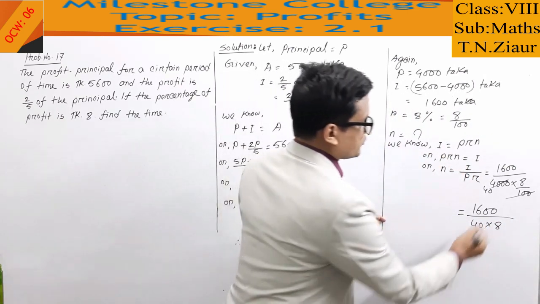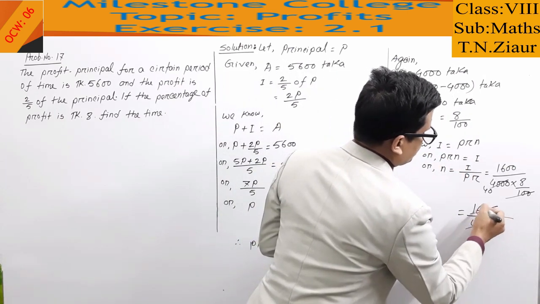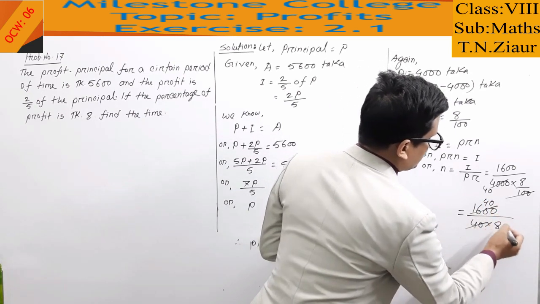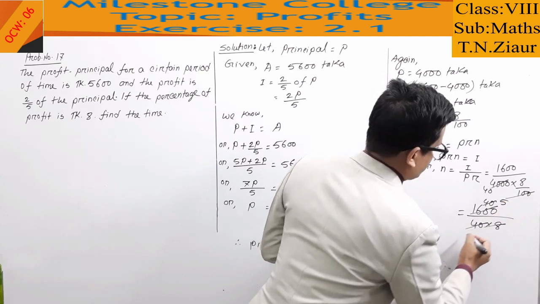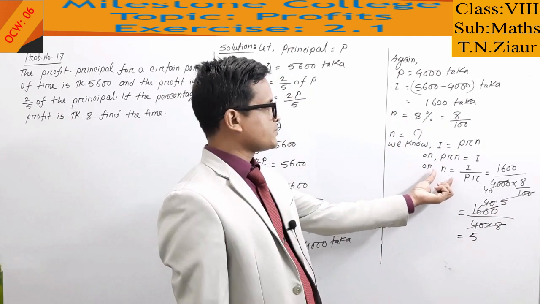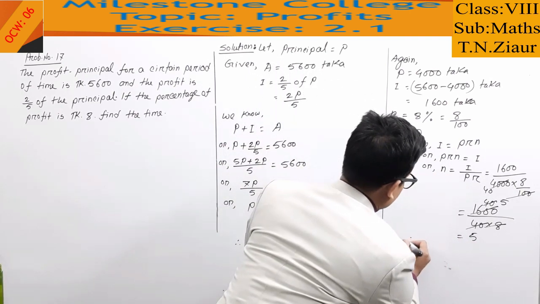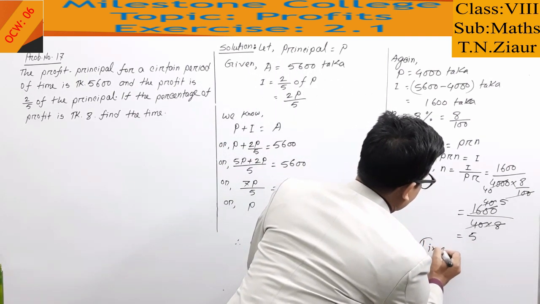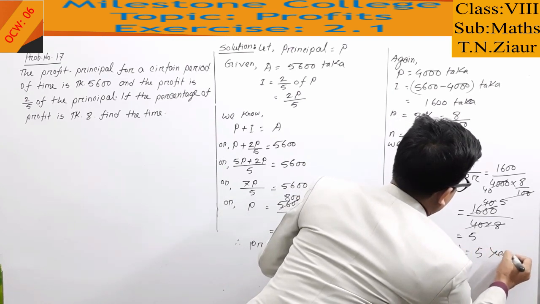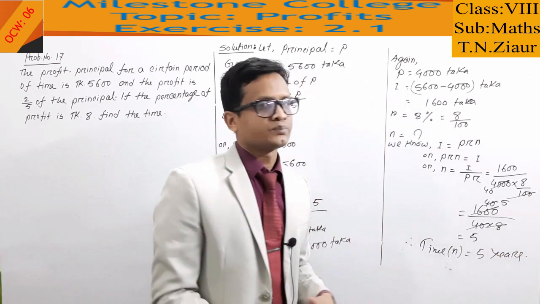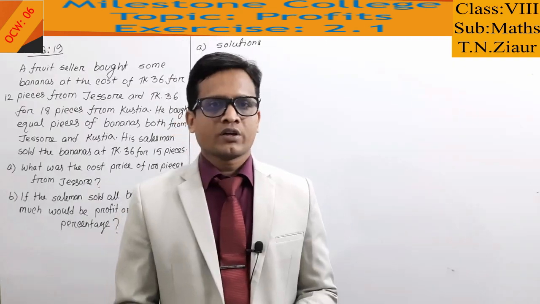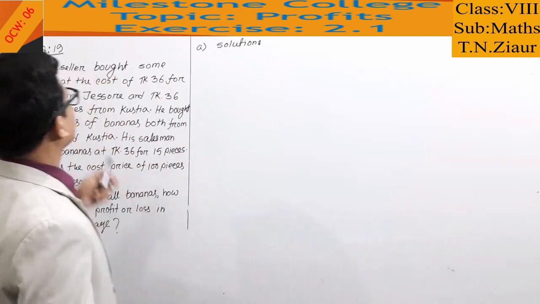So now 40 into 40 will be 1600. So just 40, 8 5s are 40, so this is 5 years. That means we are finding the time, so n is equal to 5. Therefore we can write time, or n, is equal to 5 years. Students, have you understood? I hope you understood. Okay, my dear students, now we have to solve creative question 19 number.